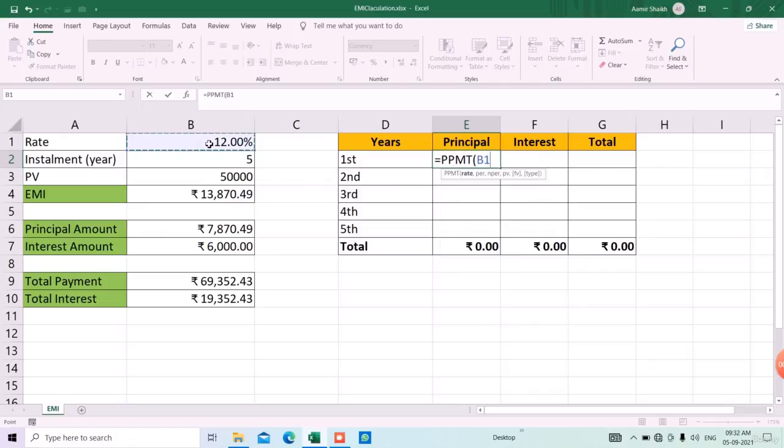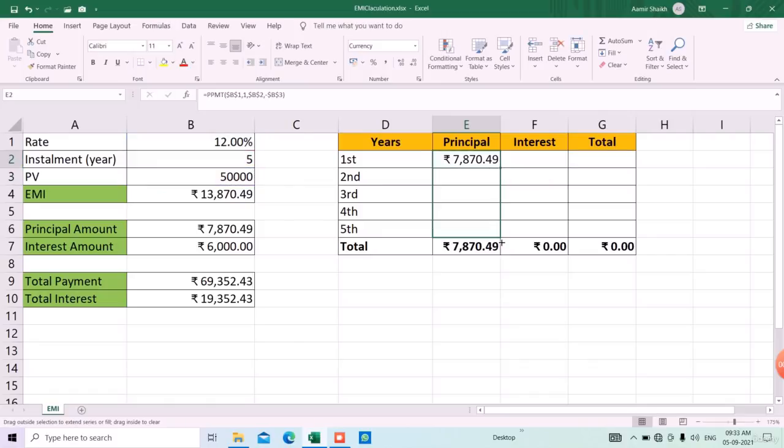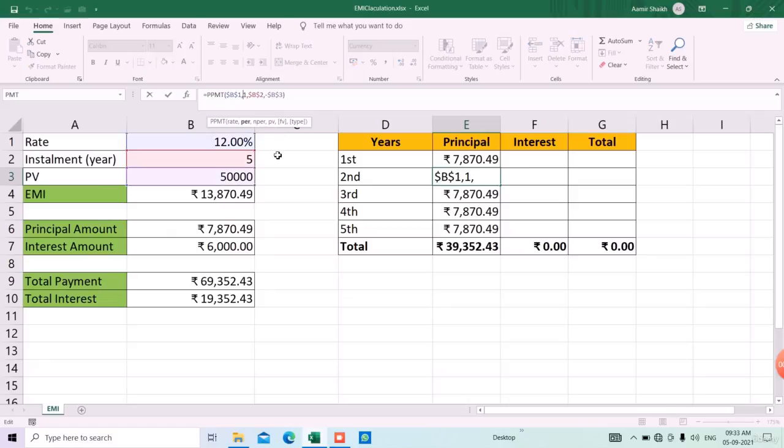So what I'll do, I'll log this so I can drag it, then comma 1, comma, I'll log this as well, comma, minus 50,000, and I'll log B3 as well. I'll close, I'll drag it, but I'll make the changes. This is the first installment, this is the second year, right? This is the third year, this is the fourth year installment, so I'll make it 4, sorry.